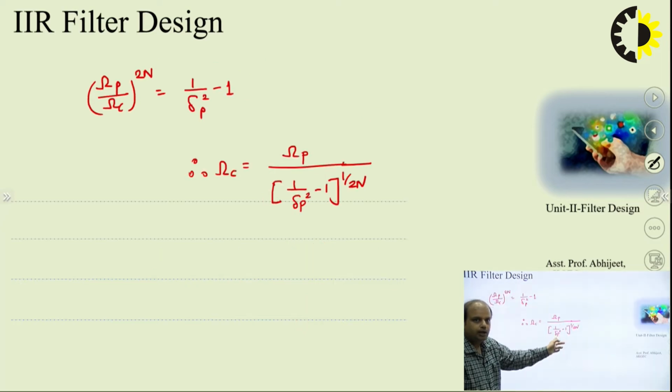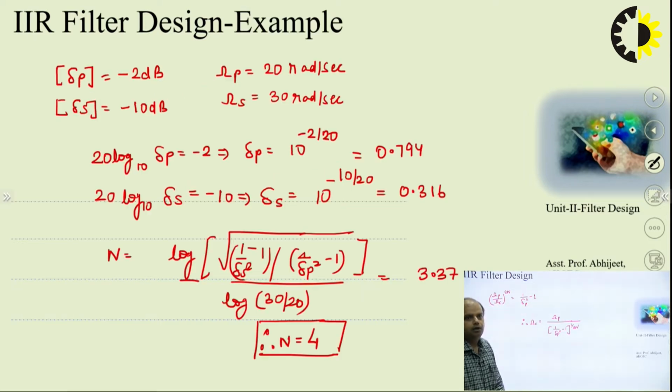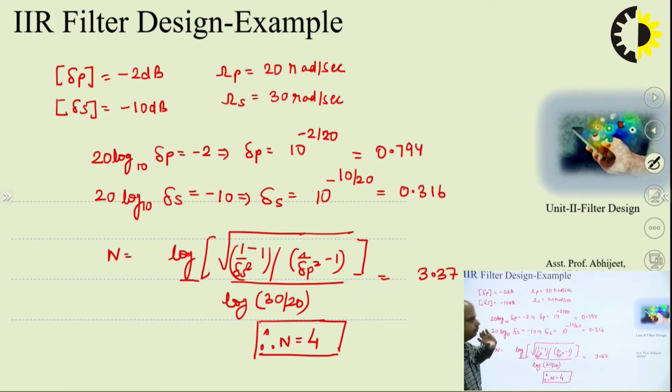Since omega p and del p will be in the specifications, I can calculate the cutoff frequency of the Butterworth filter. So as an example, suppose del p is given as minus 2 dB and del s is given as minus 10 dB. Also understand that all of them will be negative, because 1 is the magnitude reference value. So anything below 1 will be a fractional value, and log of a fractional value will be negative. So the passband ripple that is allowed here is minus 2 dB and the stopband is minus 10 dB. And the cutoff frequencies are: for the passband, omega p is 20 radians per second, and omega s is equal to 30 radians per second. All are given in analog, and therefore no conversion is required.